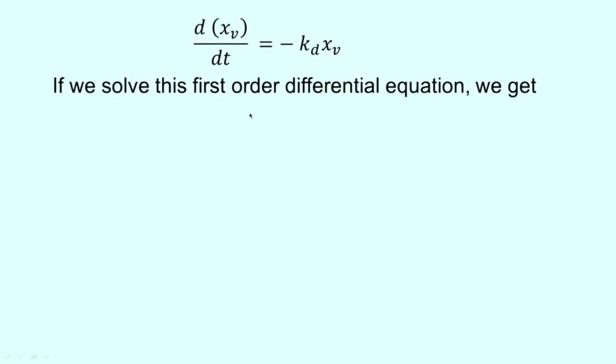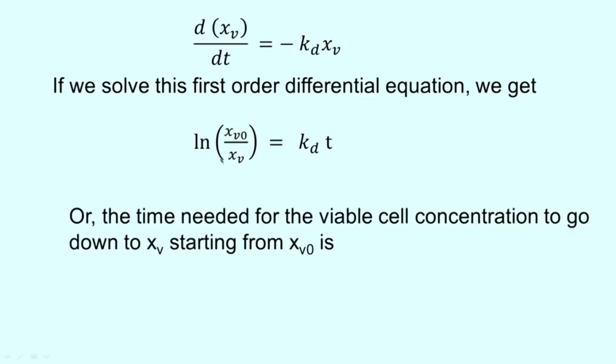If we solve this first order differential equation, we get ln or natural log x v naught by x v equals k d times t, where x v naught is the concentration when we began the process of heat sterilization, and x v is the viable cell concentration at any time t.